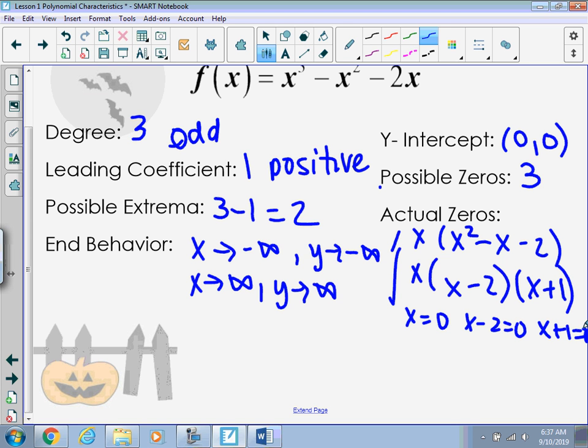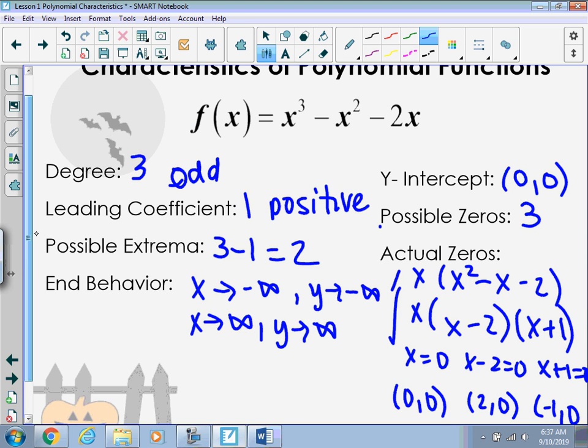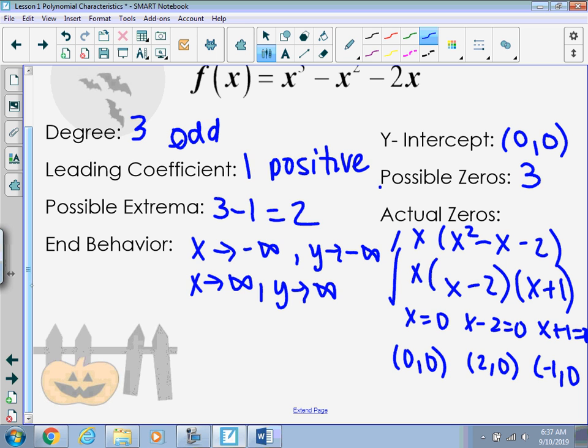And then I write these as points. So I've got (0, 0) here for the first one, which does not count as a positive or a negative solution, so please keep that in mind. I've got (2, 0), and I've got (-1, 0). Okay, those would be my 3 points there. And this was a degree of 3, so I have found all of my solutions there.